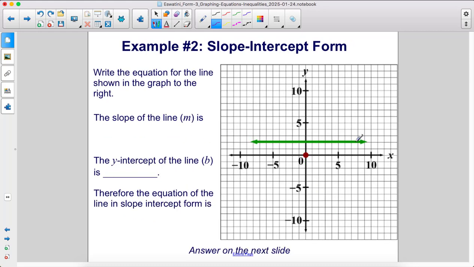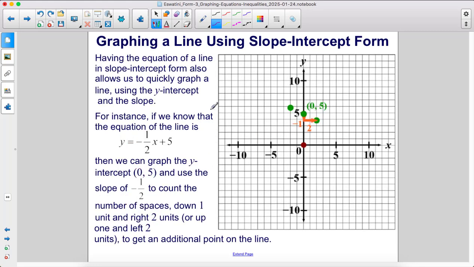All right, this line has a slope of 0 because the rise over run, rise is 0. So 0 divided by any number is going to be 0. The y-intercept is at 0, this point right here is at 0, 2, so the y-intercept is 2. Therefore, the equation is y equals 0x plus 2, which simplifies to y equals 2. And here is the solution.